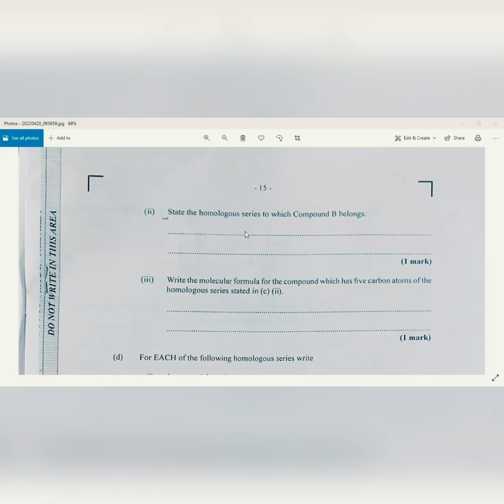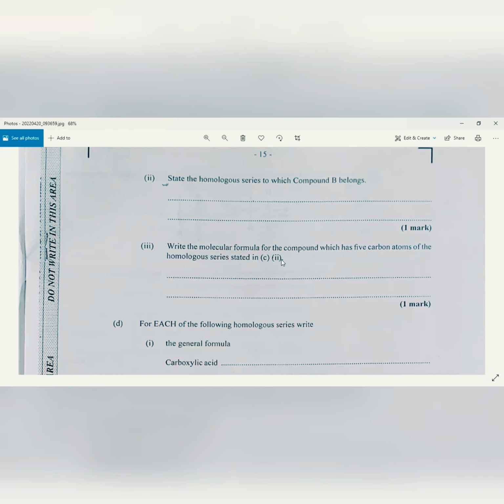Okay, so now it says state the homologous series to which compound B belongs. We just sorted that out. It's an alkene, so we're not going to dwell on that. Then it says write the molecular formula for the compound which has 5 carbon atoms for the homologous series stated up here. It's an alkene, and so you'd need to remember the general formula of alkenes, and alkenes would be CnH2n. So therefore it would be C5H10. There you go, you see that. And so we're good to go again.